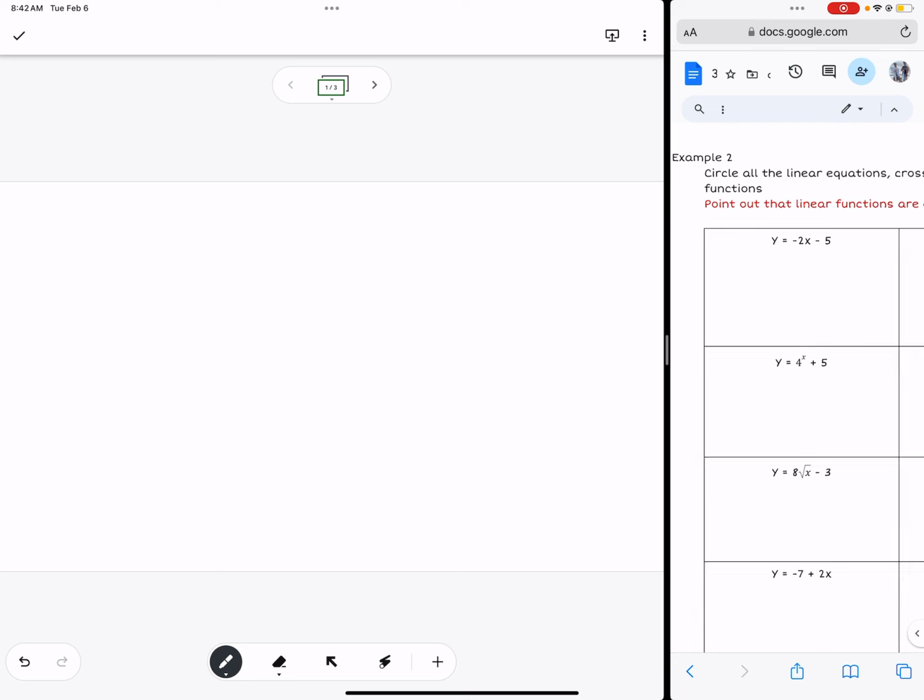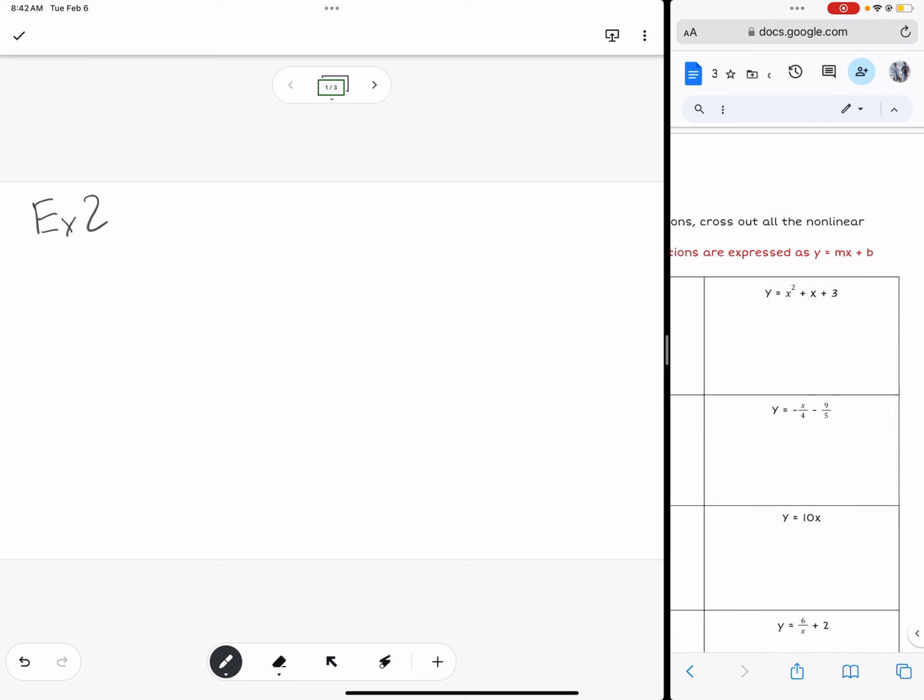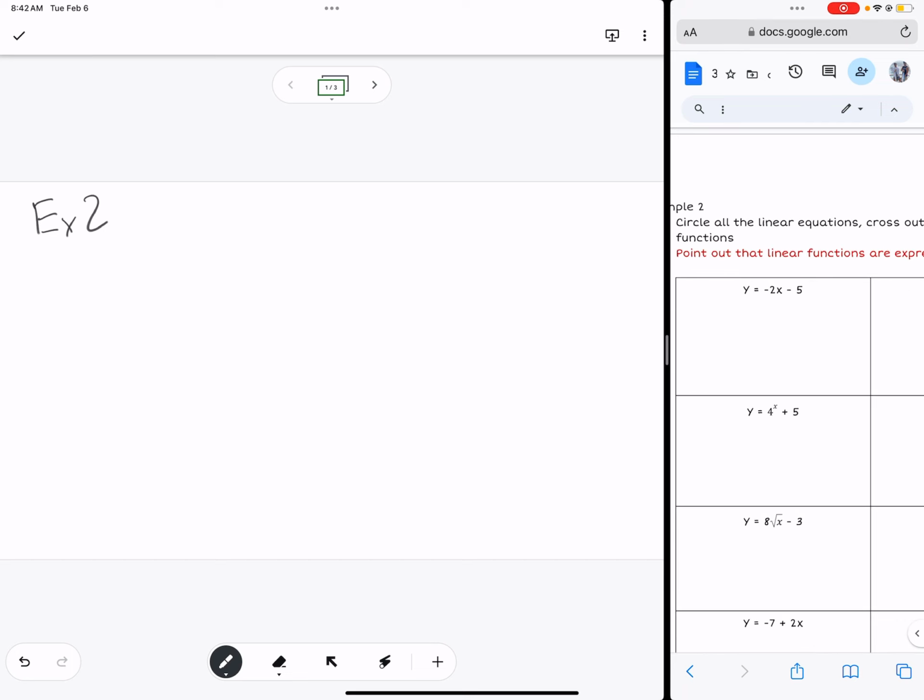All right, so example 2, we're going to have all these equations in the box. So we have to be able to look at equations and figure out which ones are linear and which ones are nonlinear. All right, so what is the equation of a straight line? y equals mx plus b. If a line follows this format, it is linear, because if you have a slope, you have a straight line. Right? Slope is for straight lines only.